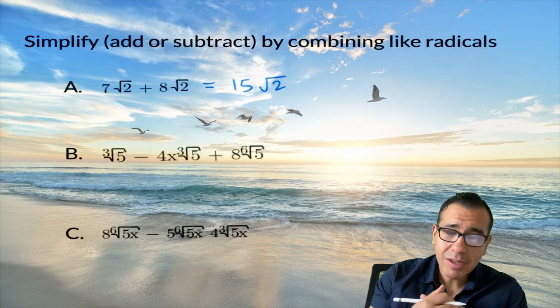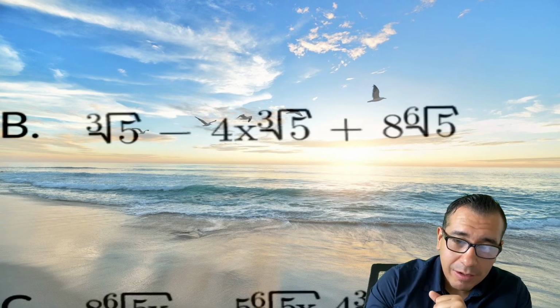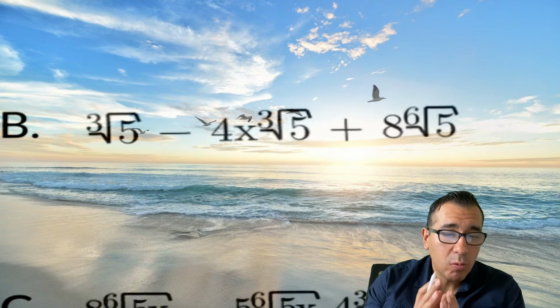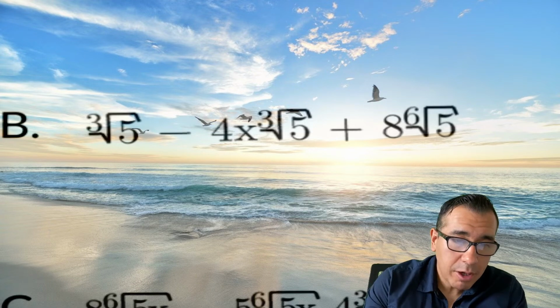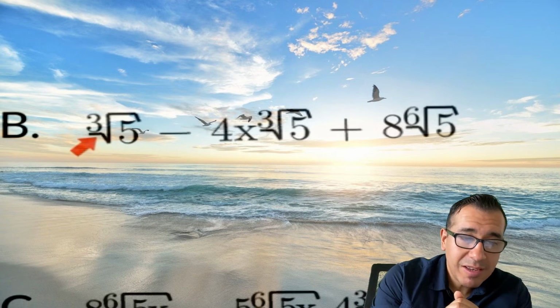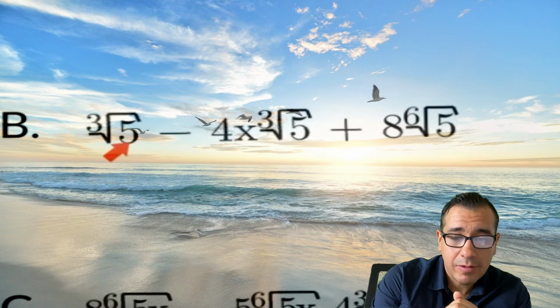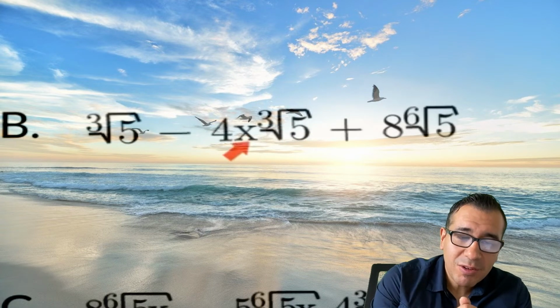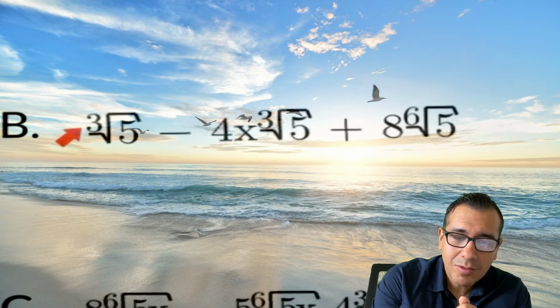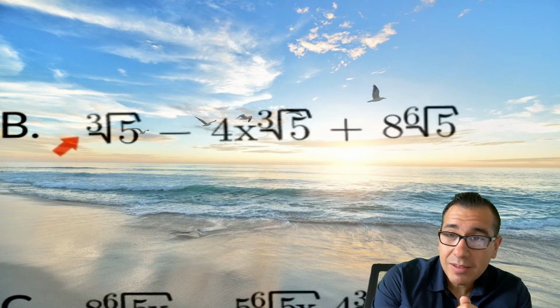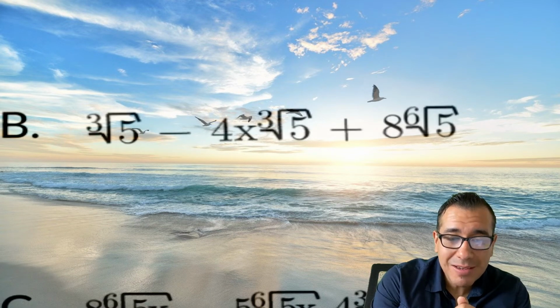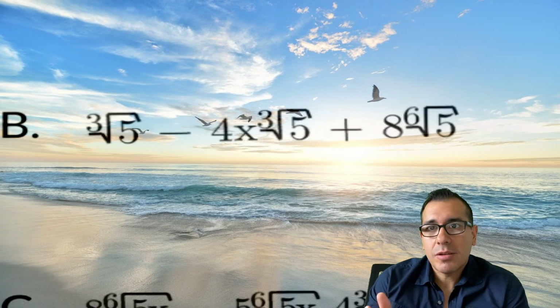All right, let's do another. Here, let me identify which of these are like radicals. Let's look at part B. This has the cube root of 5, and this one has a cube root of 5, but check this out. There's an x on the outside. So this has a coefficient of 1, minus 4x. I'm not going to be able to combine those because those aren't like terms.